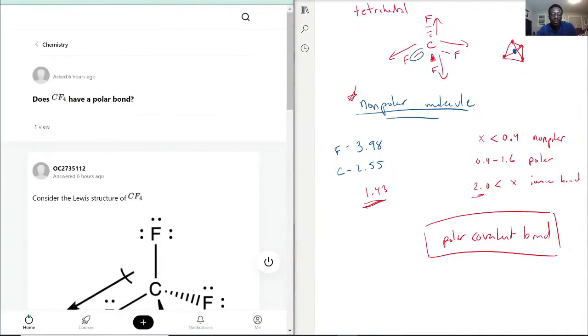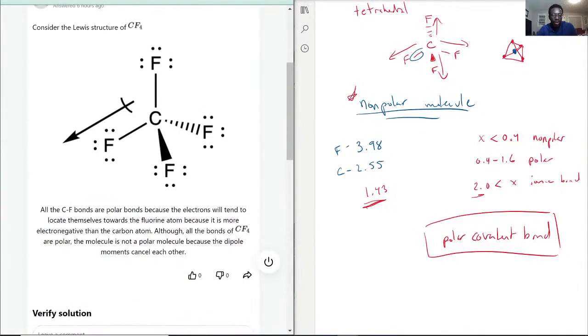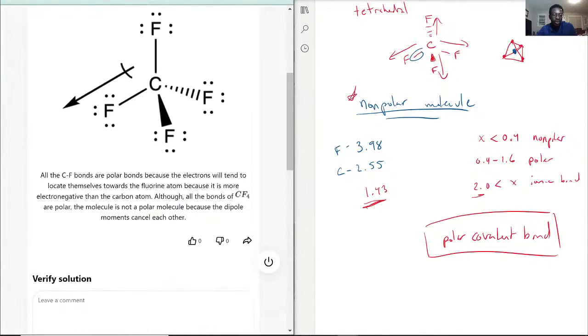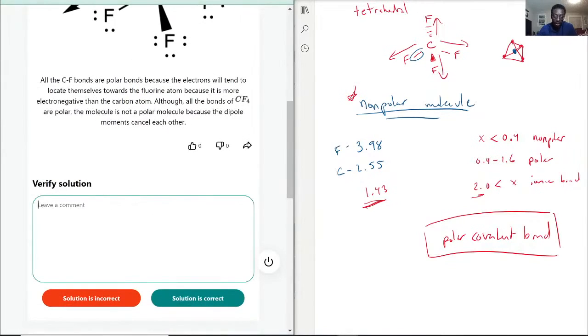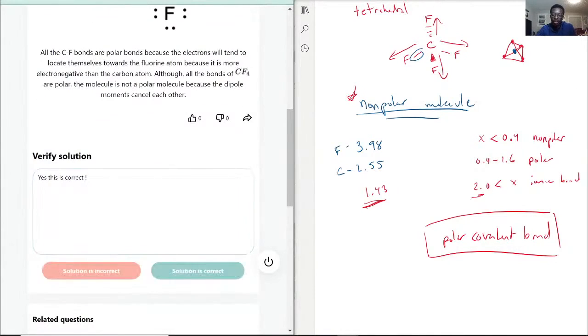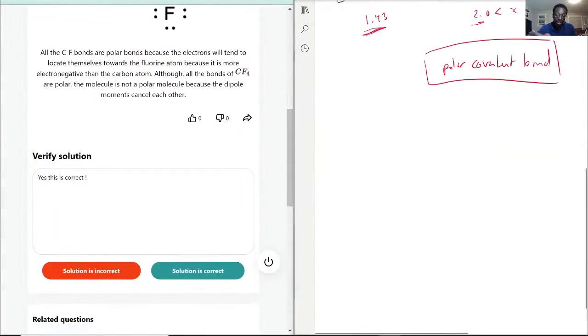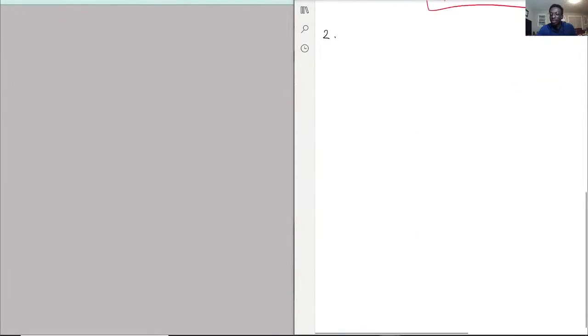So with that being said, let's check it out. They show all the CF bonds are polar bonds, perfect. And because fluorine is more electronegative, that is true. But although all the bonds are polar, the molecule is not a polar molecule because all the dipole moments cancel out. So does carbon tetrafluoride have a CF bond, I mean a polar bond? Yes, this is correct. But is it a polar molecule, as it also says there? No. So with that, let's move on to the question.